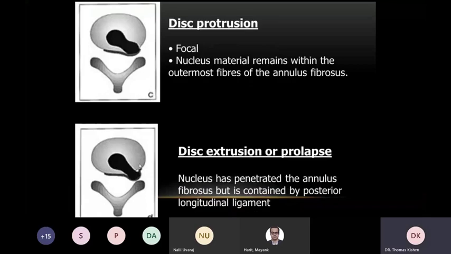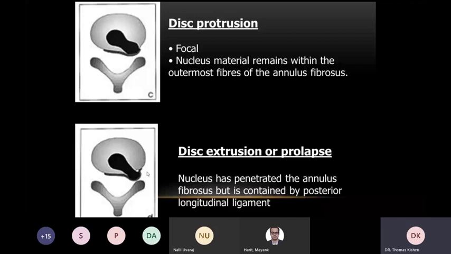Okay. So you have disc protrusion, disc extrusion, and disc sequestration. All of them come under the term disc herniation. So a herniation could be a protrusion, an extrusion, or a sequestration. Protrusions are typically focal, not circumferential. The nucleus material remains within the outer fibers of the annulus fibrosus, so it is also called a contained disc herniation.